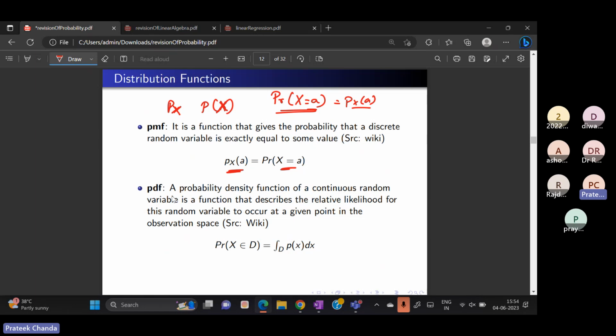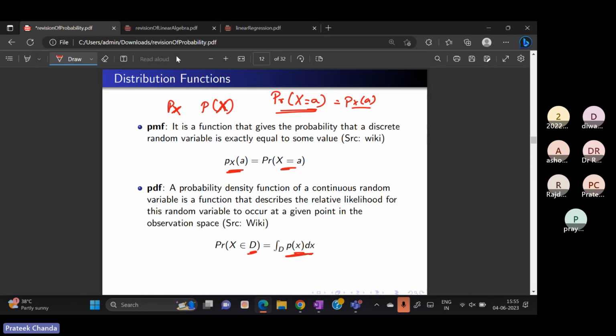And for PDF, what do we mean by that? The probability density function, for a continuous variable, is a function that can describe the relative likelihood for the particular random variable to occur. So it's basically, let's say I have domain D, and my random variable belongs to that domain D. So it's basically an integration within the bounds of domain D of the probability distribution, like the PDF p of x. So that's the thing.